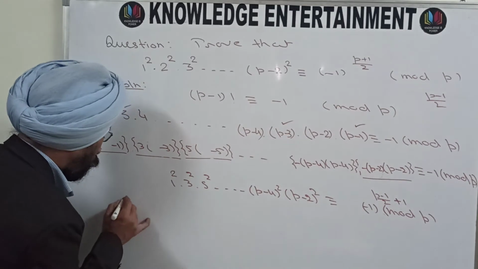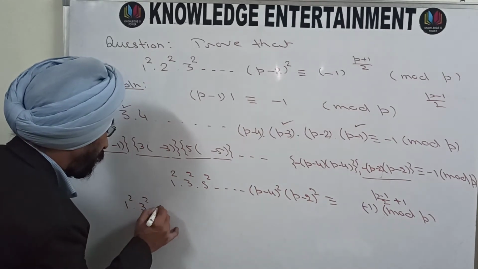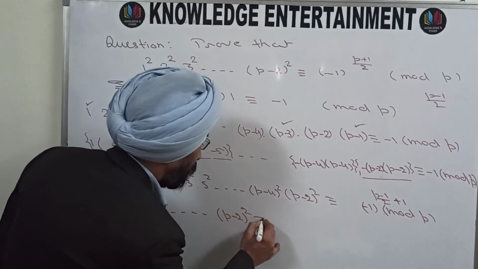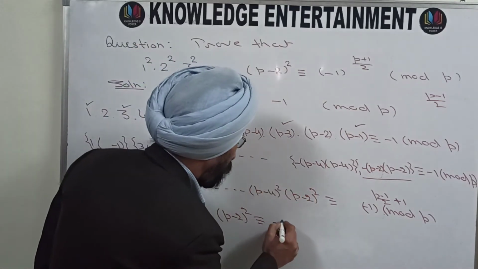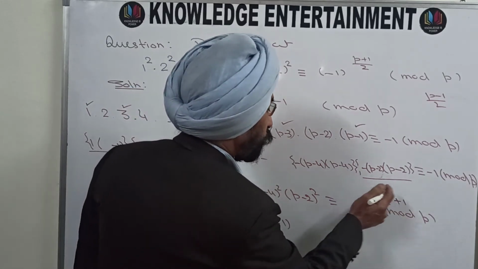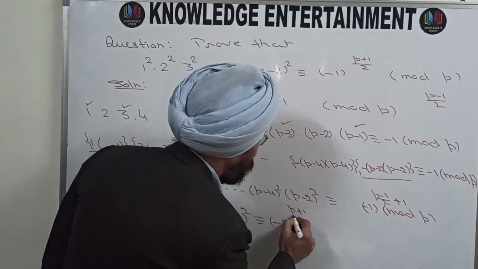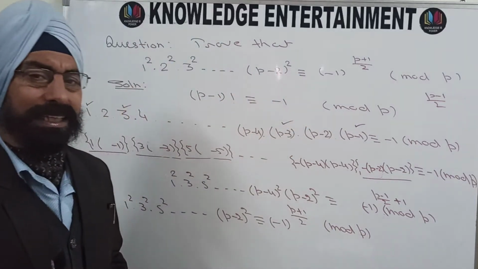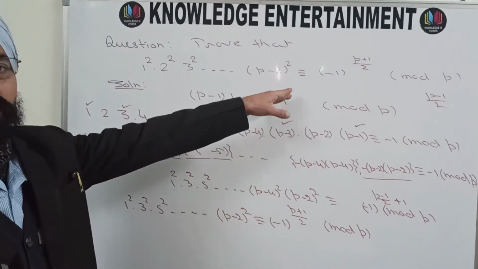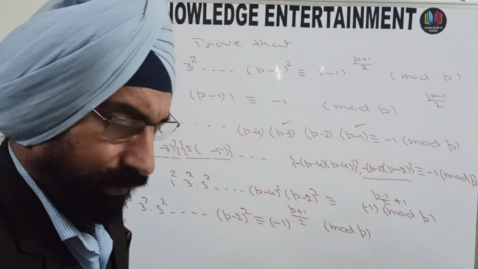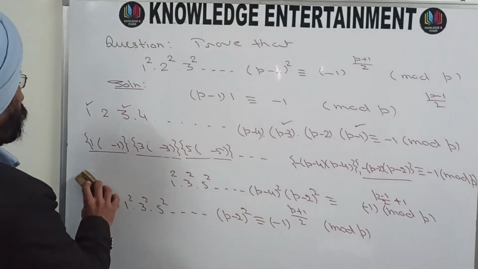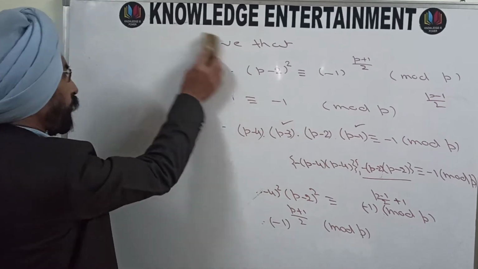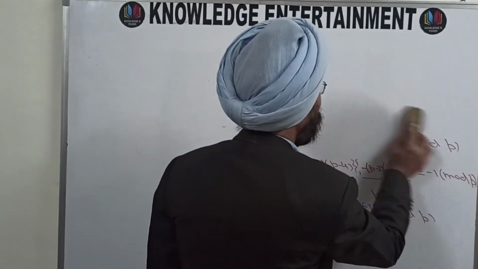So you will get 1 square, 3 square, 5 square, and in the last you will get (p minus 2) square is congruent to, on the right side, minus 1 raised to the power, when you add these two powers, you will get (p plus 1) by 2 modulo p, and this is our required result, what we were going to prove. So this is another question based on Wilson's theorem. Let us have a couple more questions based on Wilson's theorem before ending this video.